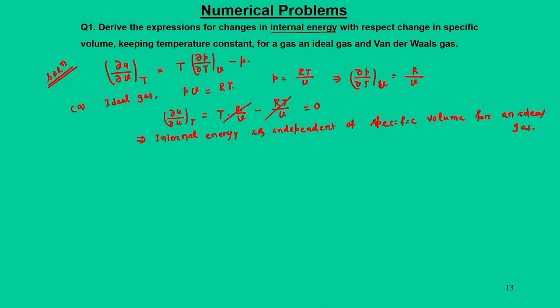Now, second case, we will see what a van der Waals gas is. For a van der Waals gas, we all know this equation of state: P is equal to RT by (v minus b) minus a by v square, where a and b are constants.